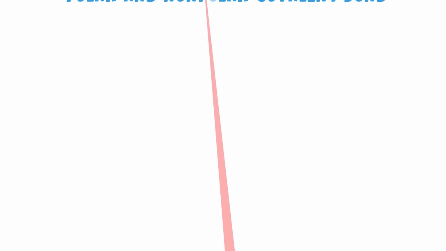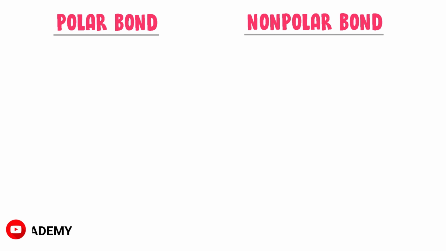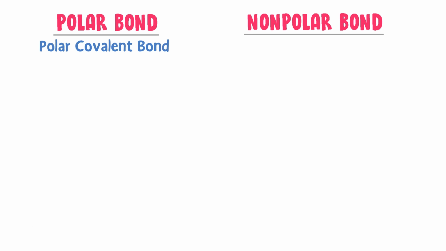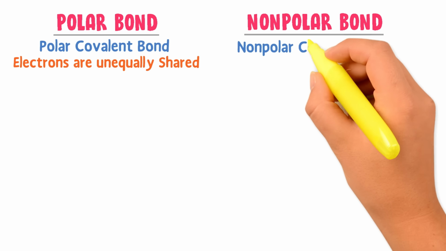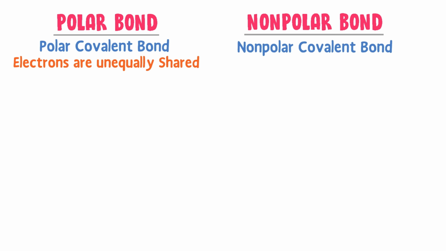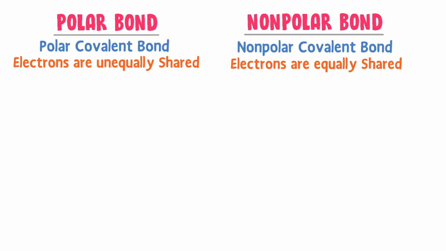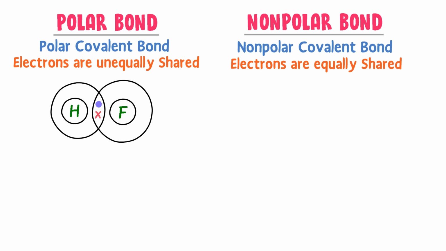Firstly, let me teach you about polar covalent bond and non-polar covalent bond. A covalent bond is said to be polar if electrons are unequally shared, while a covalent bond is said to be non-polar if electrons are equally shared. For example, consider hydrogen fluoride.